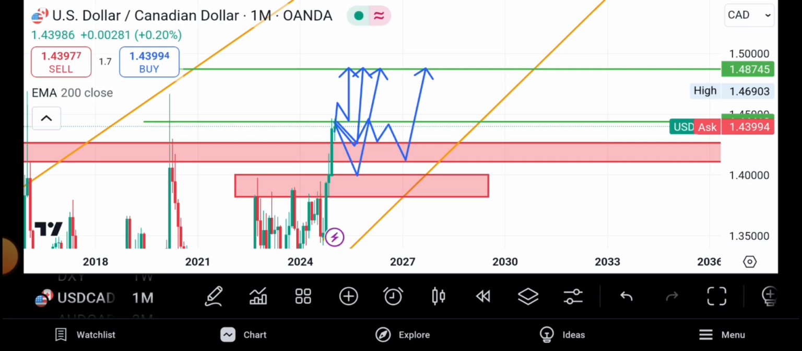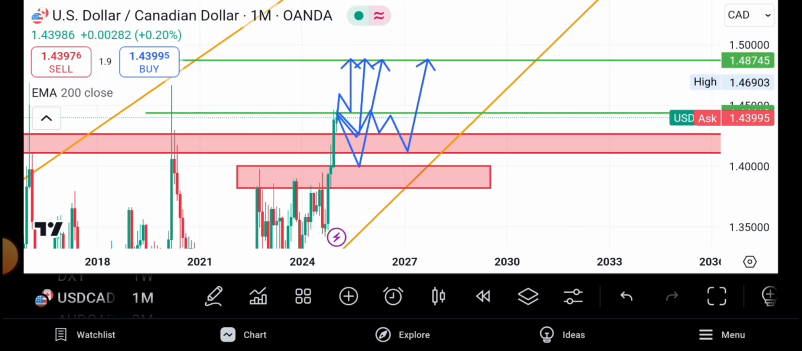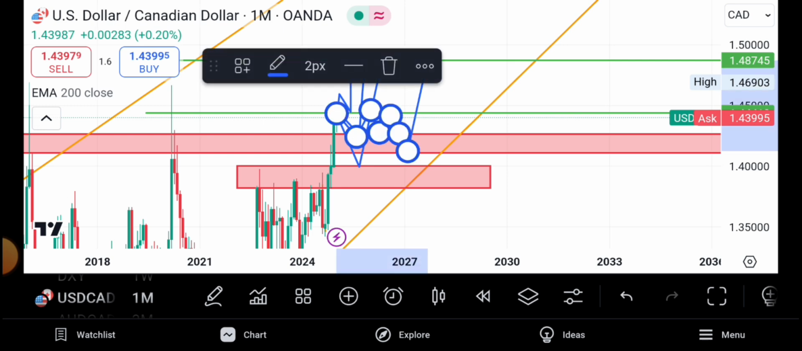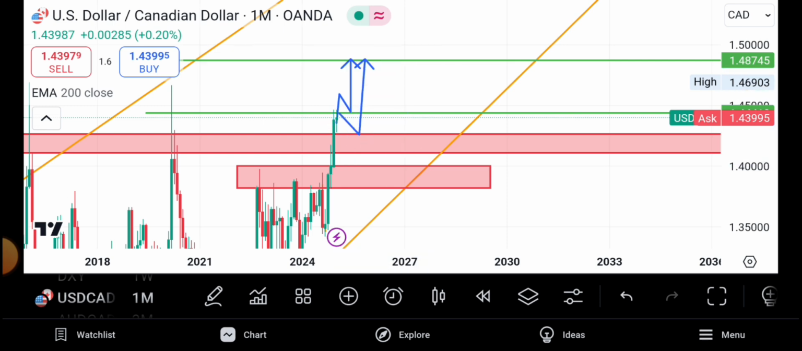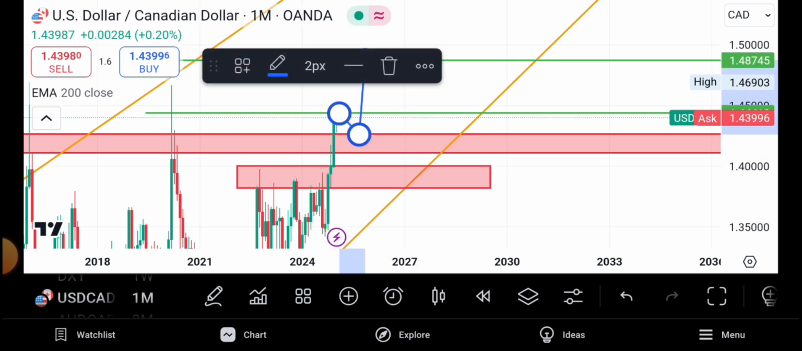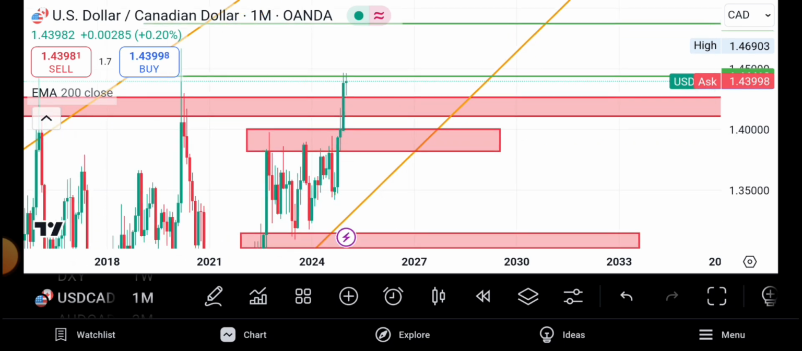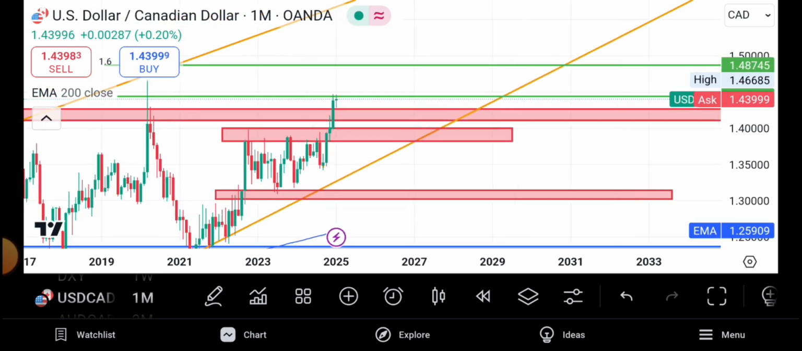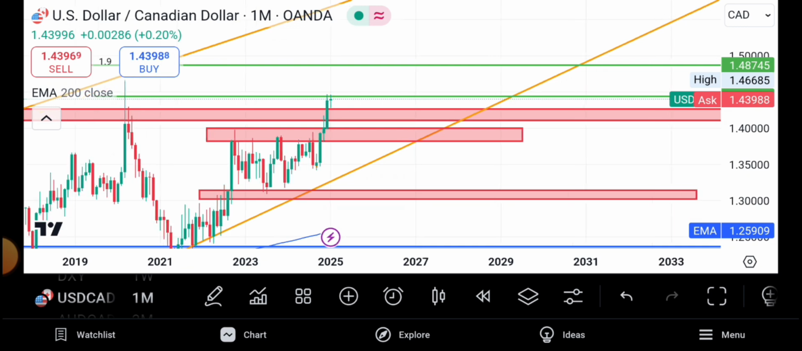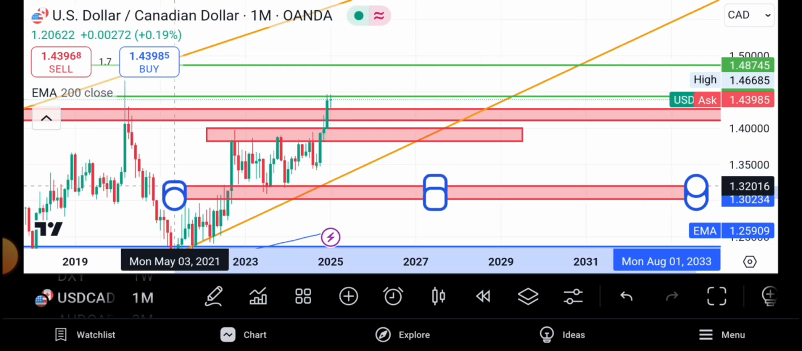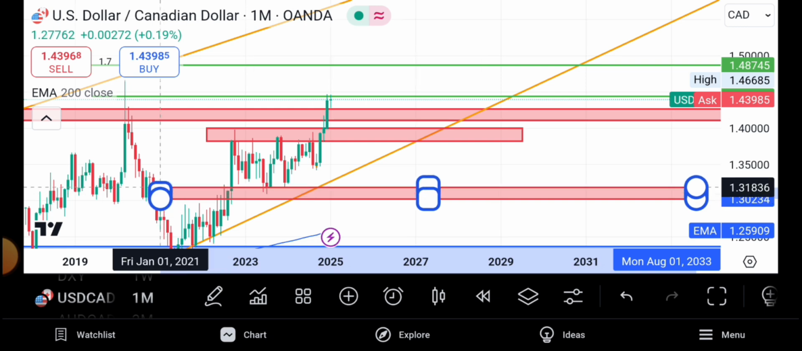This is the monthly time frame. So we shall go to the weekly time frame and see whether any of these possibilities will work. So let us go to the weekly time frame. This is now our support. Allow me to draw it as a support and not resistance.